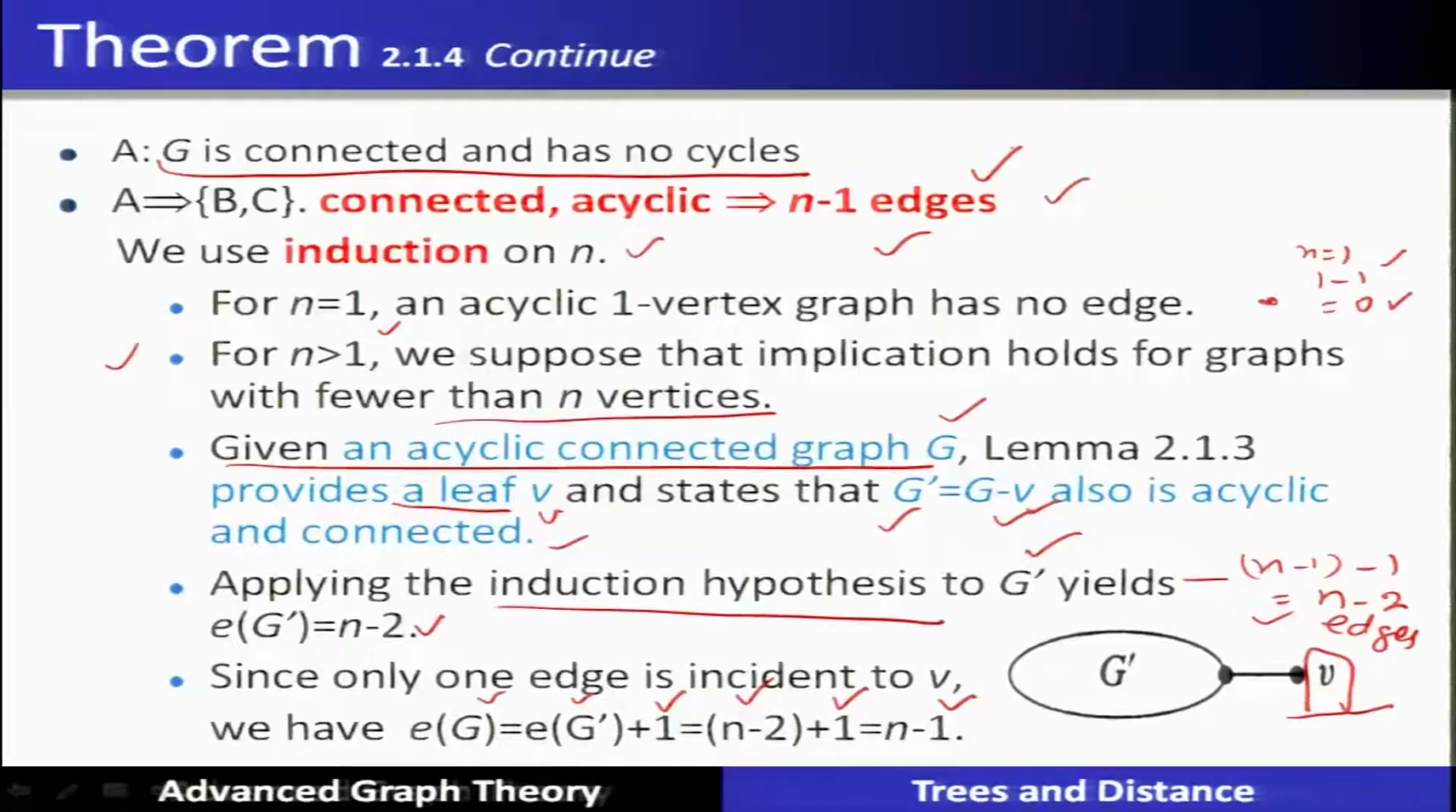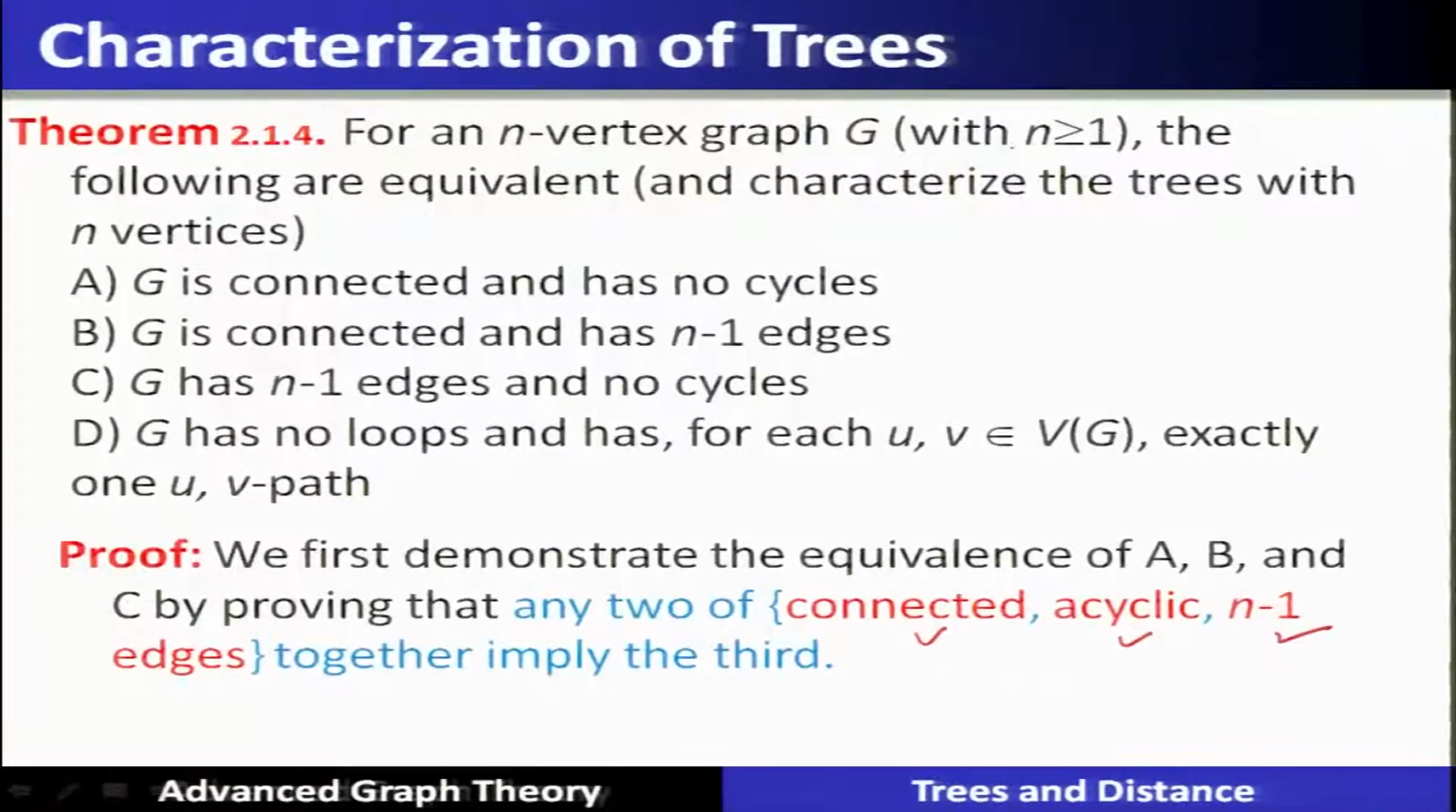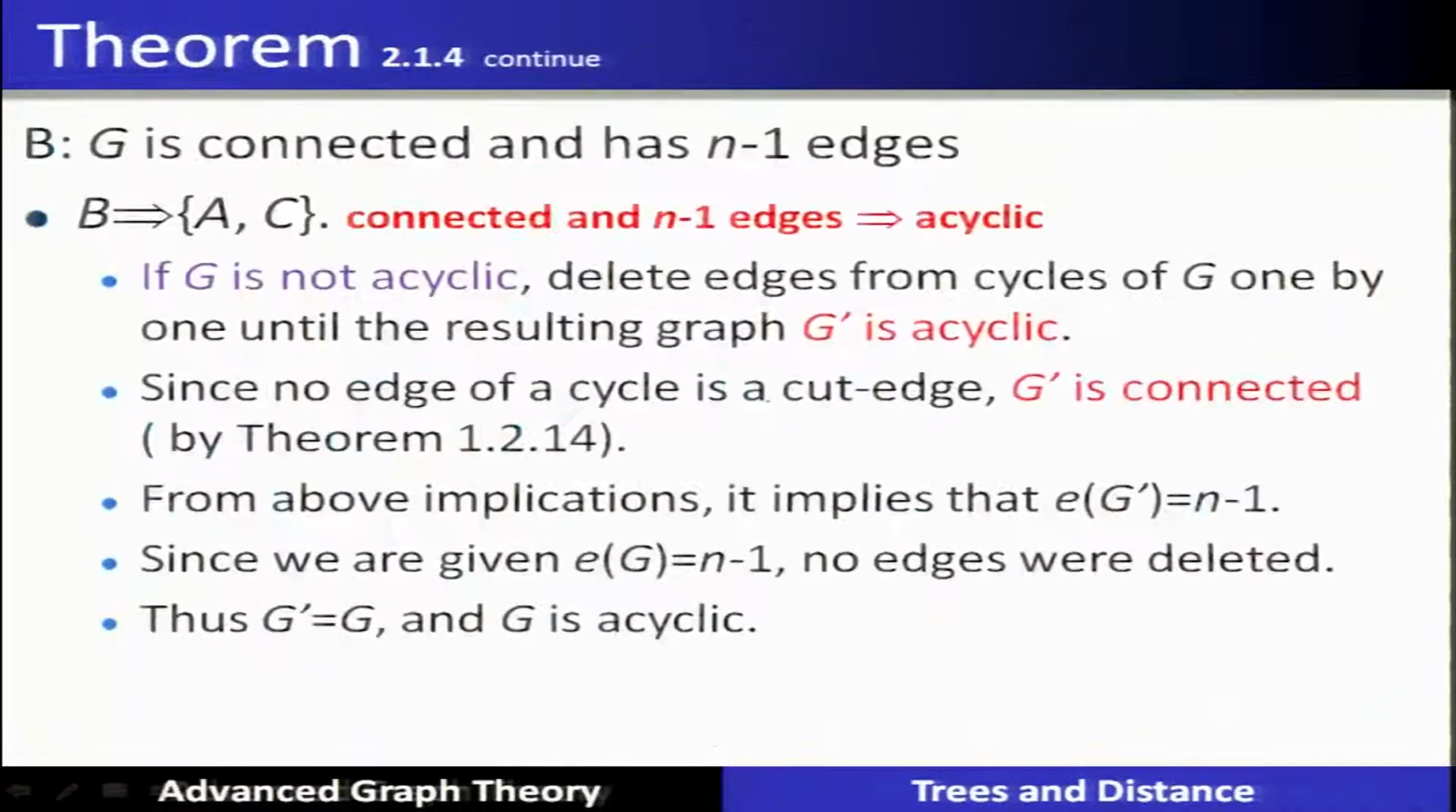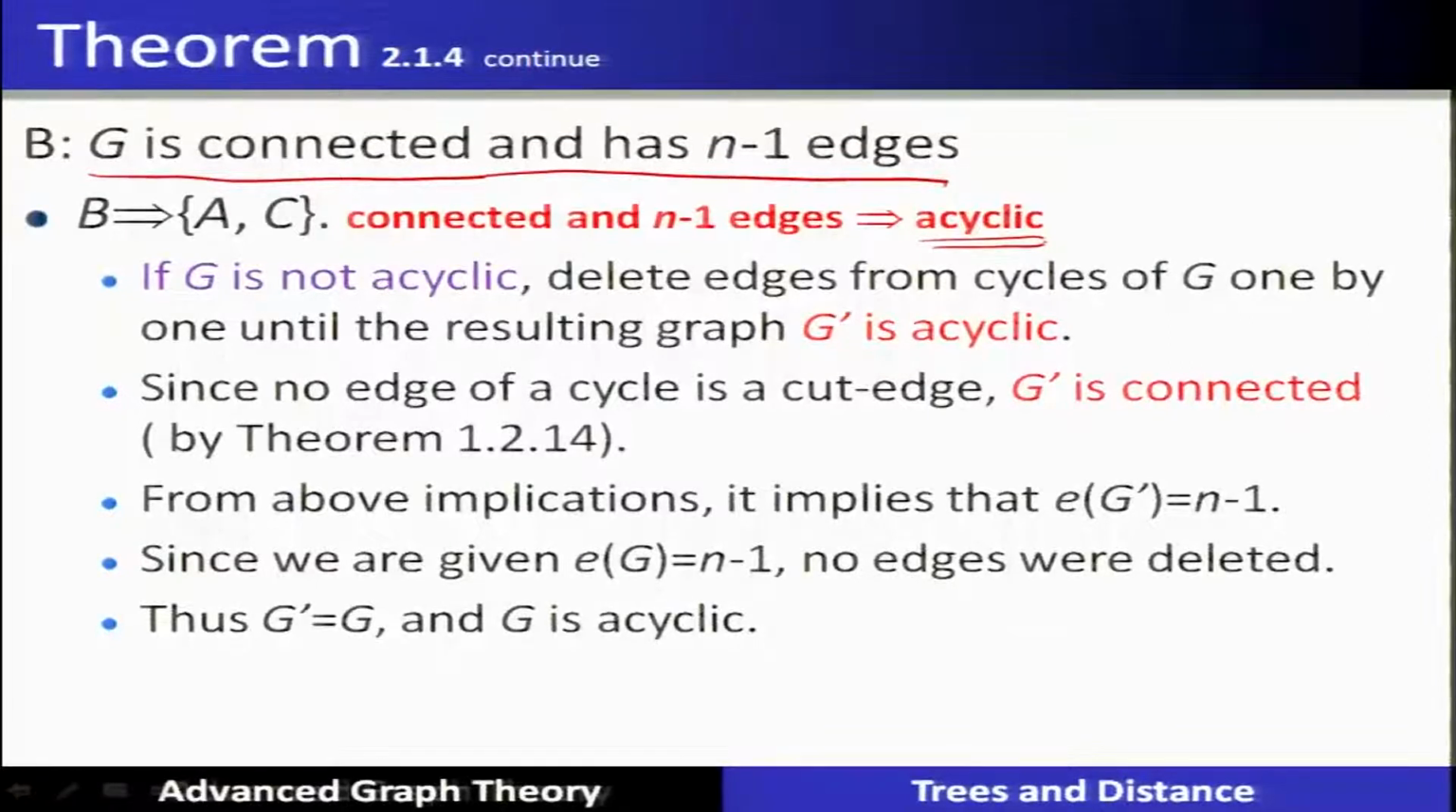Now, the second part of the theorem says that B, if G is connected and has n minus 1 edges, then it has no cycles. So let us assume that the graph G given to us is connected and has n minus 1 edges, and we have to prove that this implies it is acyclic. Let us prove it by contradiction. Suppose this graph is not acyclic.